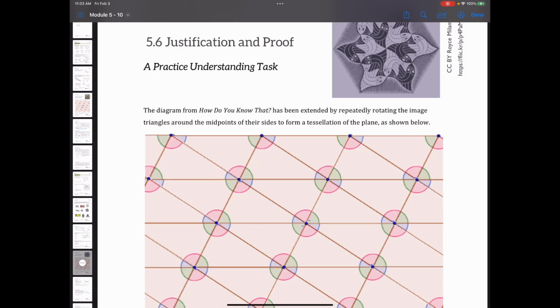Here we go. 5.6, justification and proof. Will somebody read that first paragraph for me, please? Sure. Hold on, Hadassah. I've got to turn the page. Hold on, Hadassah, I've got to redraw the one thing.